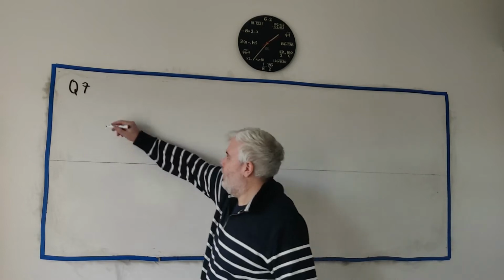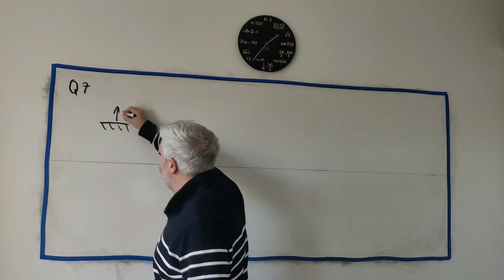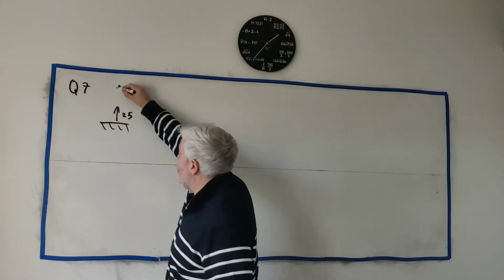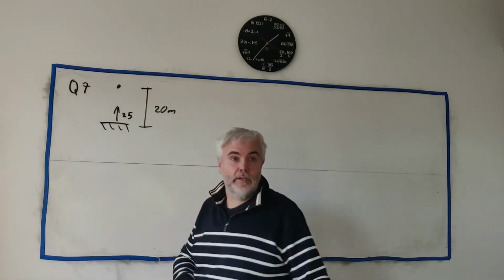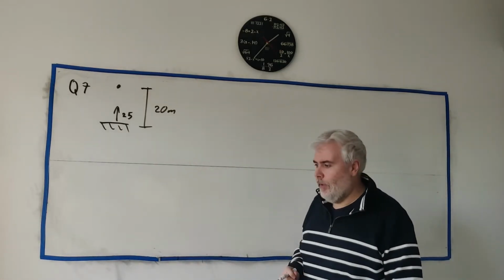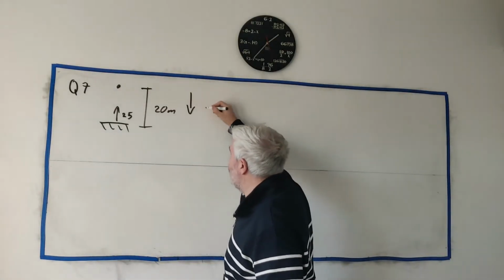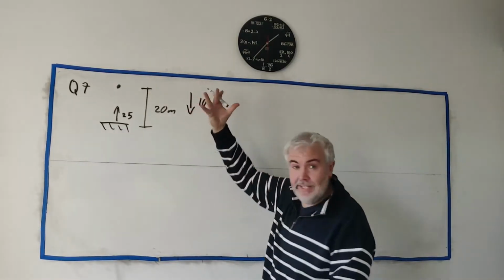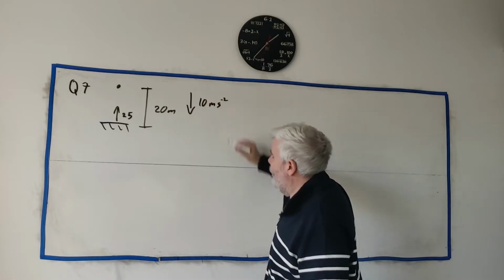So, this guy is a particle. He's launched off the ground at an initial speed of 25 meters per second. He finally gets to a point that's 20 meters above the ground. What's his speed? Remember, we're in the real world here, so we do have an overall acceleration of minus 10 meters per second squared, because it's going down.